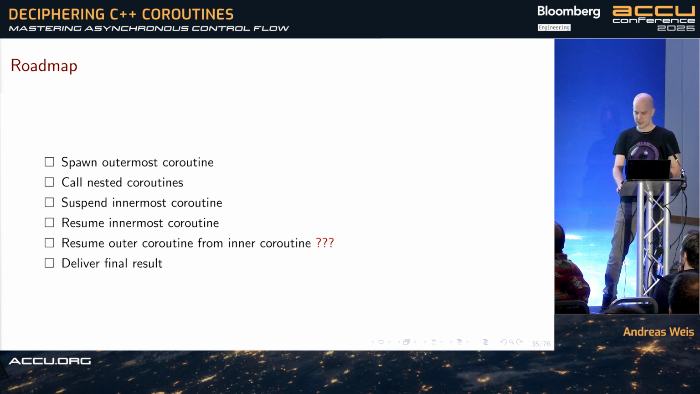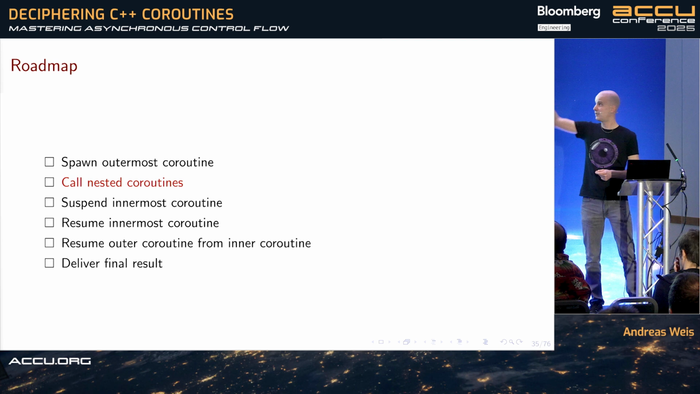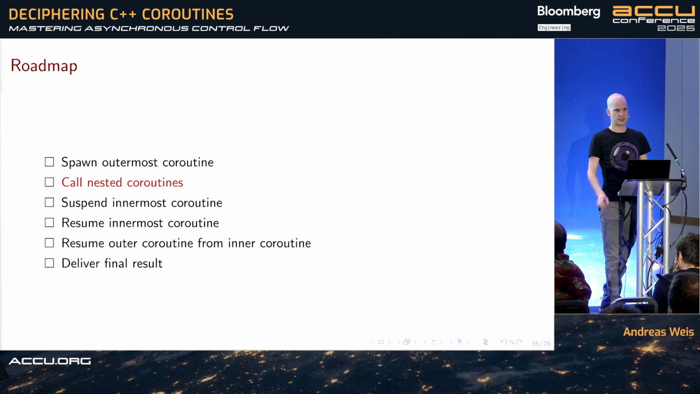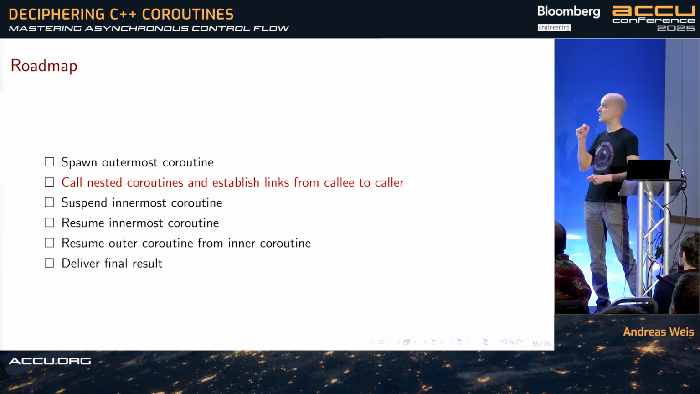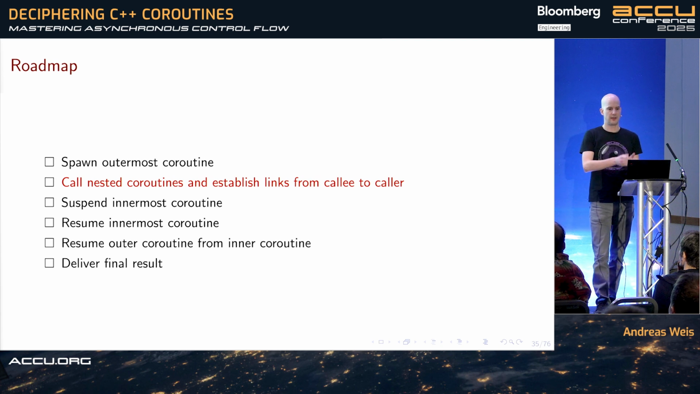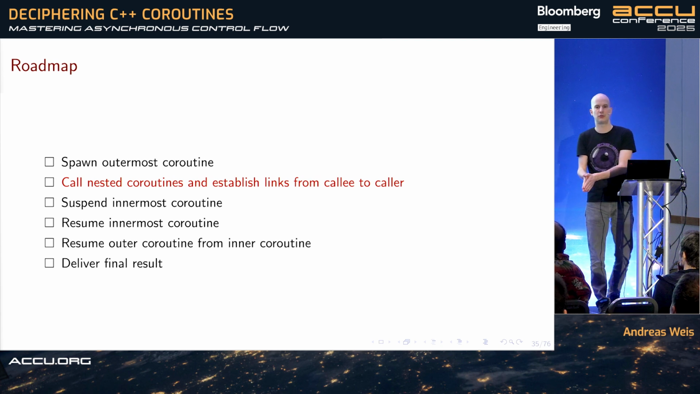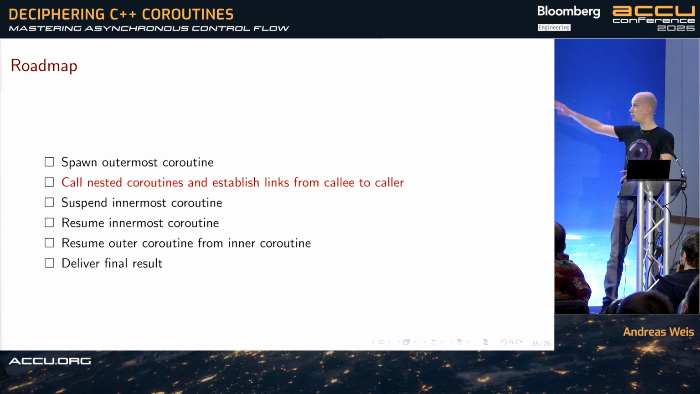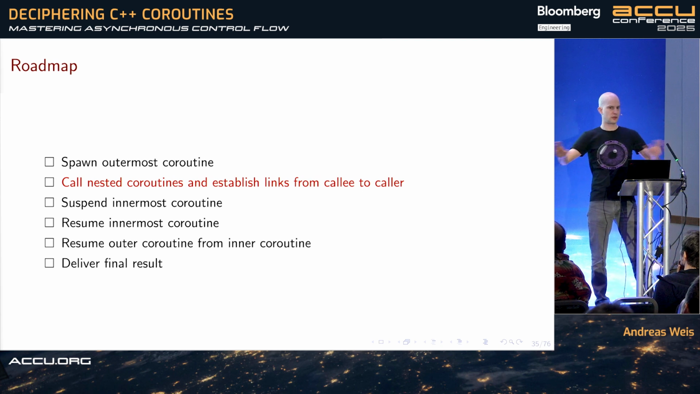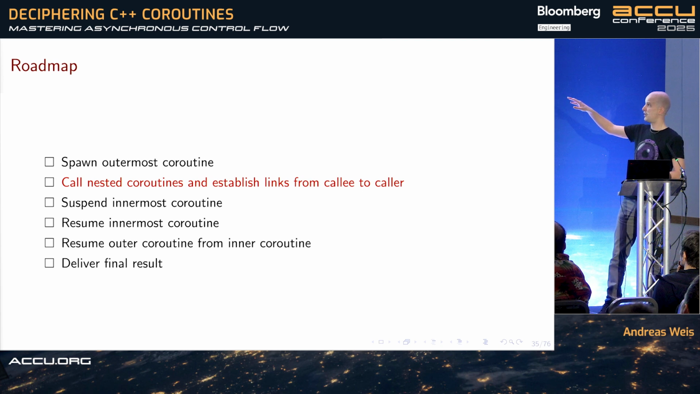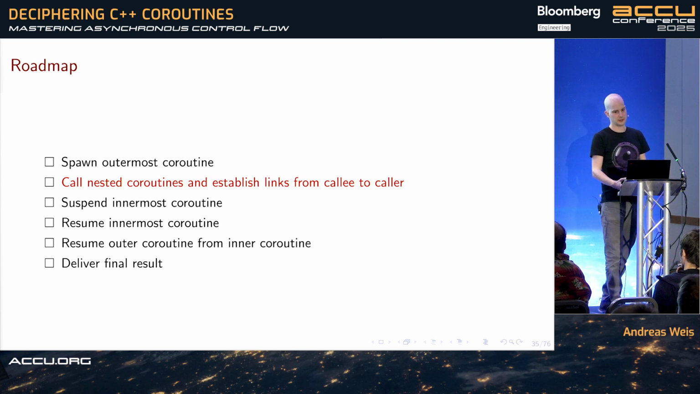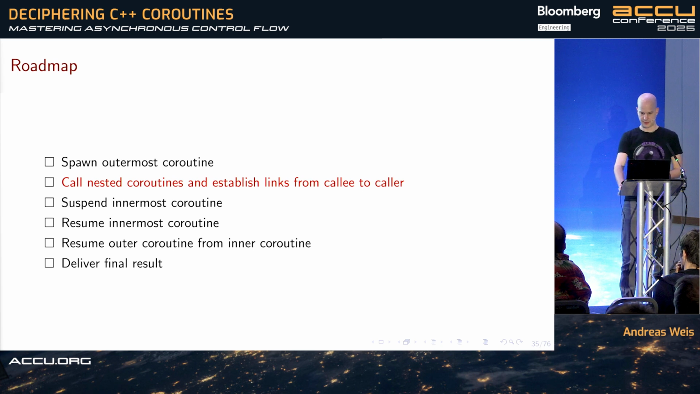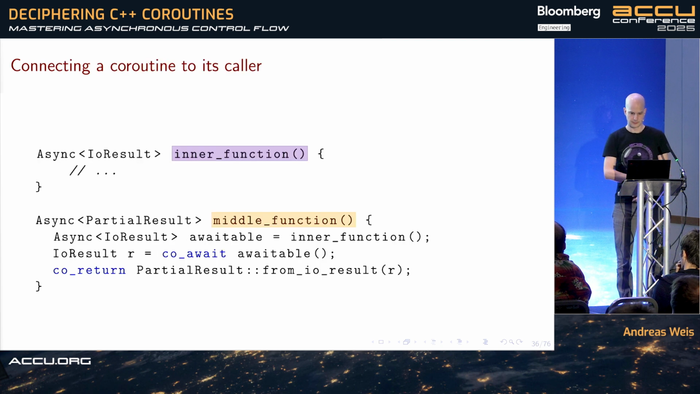So if we want to solve this problem, we really need to think about it, because it's not enough now to just call the nested coroutines. We also need to establish at this stage the links from callee to caller. Because if we don't save that information here, there's no connection. The coroutines are just floating in the air. So we need to establish that information at this point so that we can use it later. And that's the first thing that we're going to look at now.